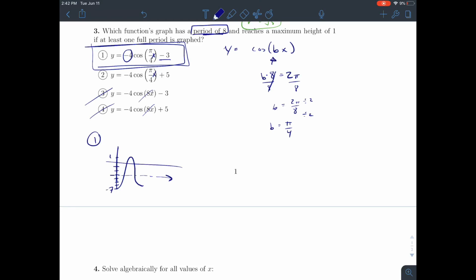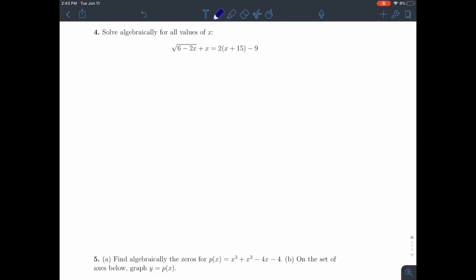Let's check what's up with option 2, though, because it had the right period. So for option 2, this one has a midline of 5. And if its midline is 5, you can already tell right away the maximum height is definitely not going to be 1. However, if we graph it in more detail, it's going to go up 4 and down 4, so it starts off at 1 and then goes up to 9. And it has the wrong maximum.